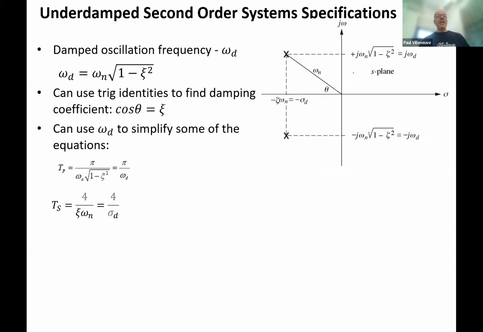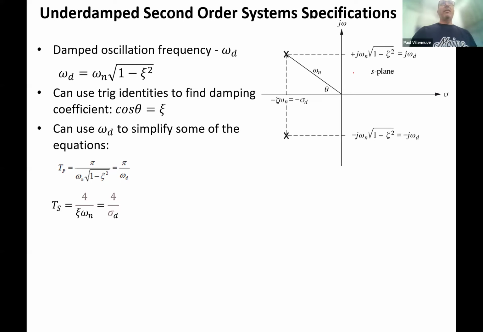Okay. And then how does this show up on a pole zero map? Because again, this is really important to us from a design perspective, because some of the things we want to do is look at how long things are going to take to reach steady state and what's the overshoot. Well, let's plot our poles and our zeros.